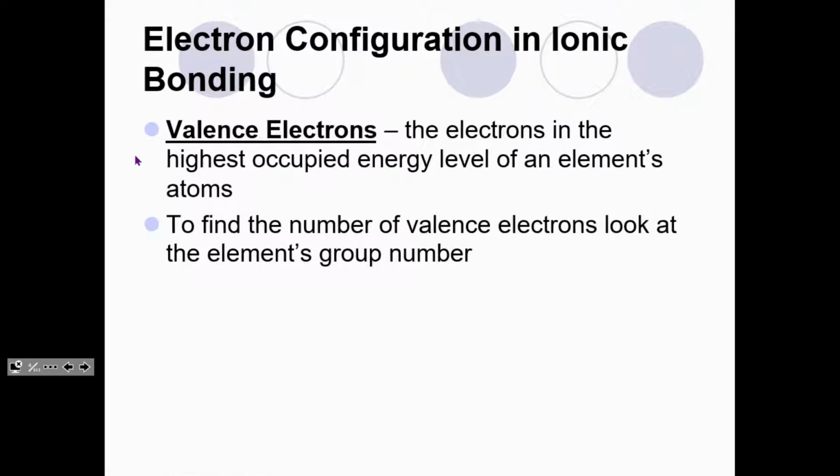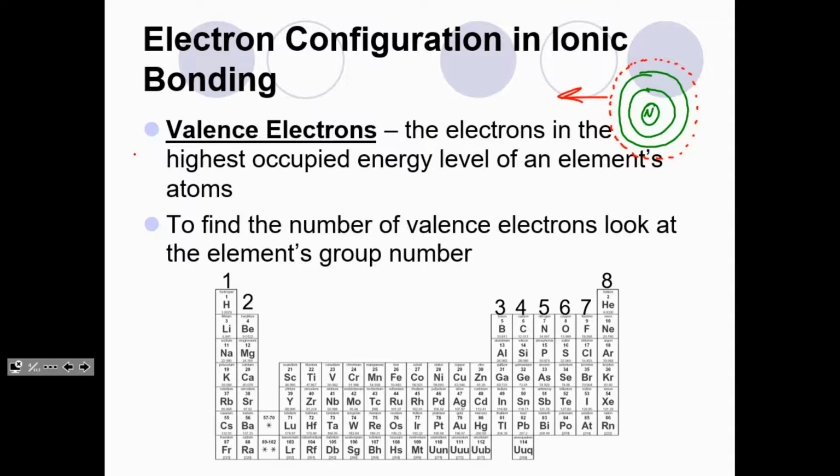So before I go on, I just want to remind you that we have the nucleus in the center of the atom, and around the nucleus we have electron shells. And where valence electrons are located, they are on the farthest, or what we call the highest occupied energy level. So whatever the farthest energy level out is, that's where we're going to find valence electrons. And those are going to be responsible for bonding to different elements.